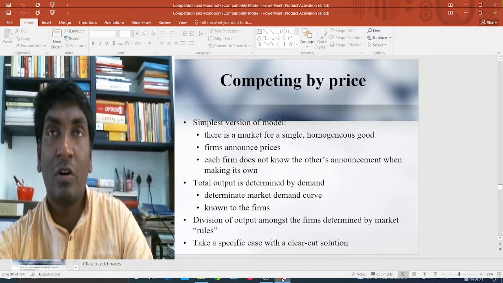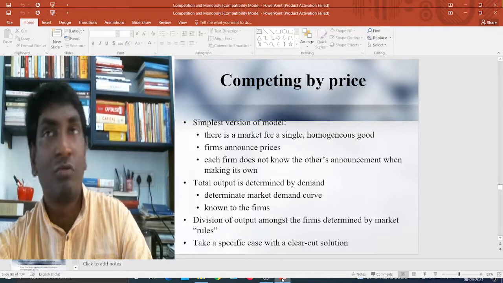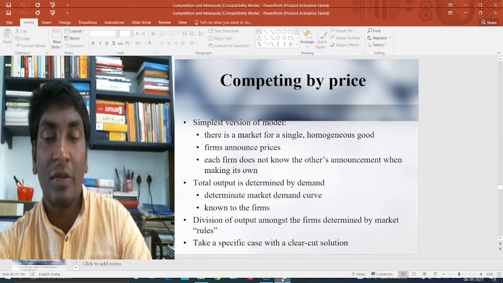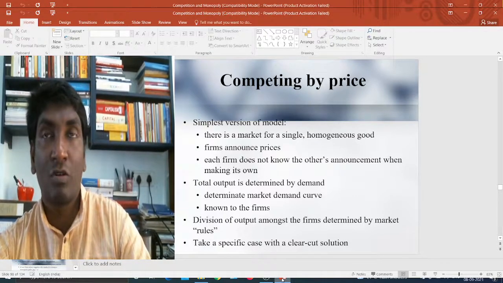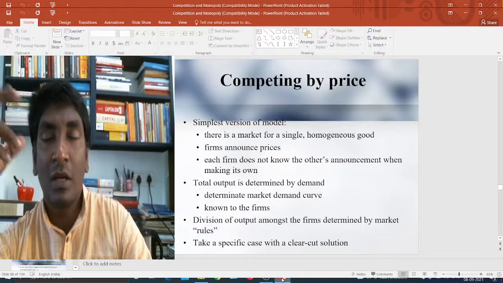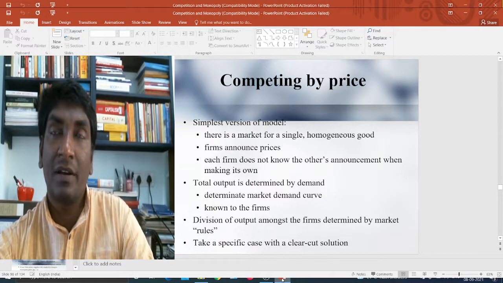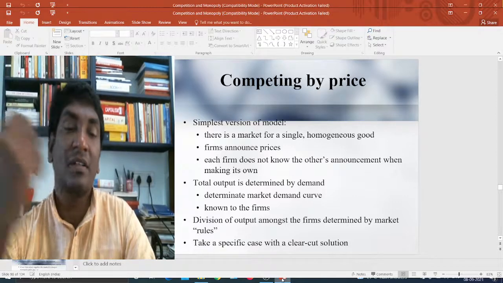All right, so in this particular model you have two sellers, maybe, but the two sellers announce their prices separately, and they may not know each other. The moment they get to know, then all possible collusion and other things will take place. So that is precisely why this particular model emphasizes this fact.